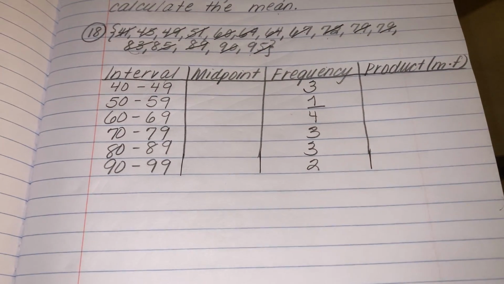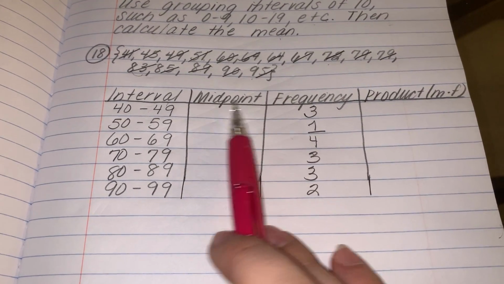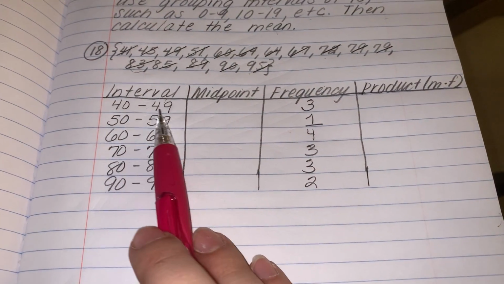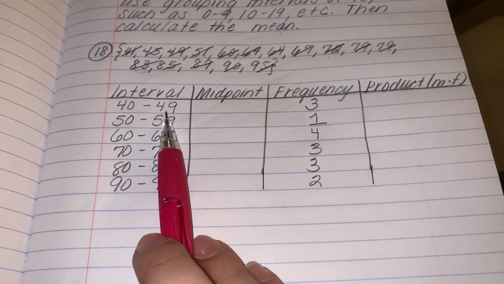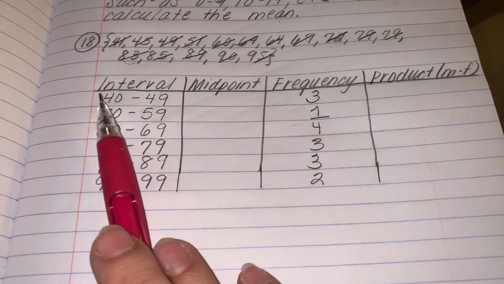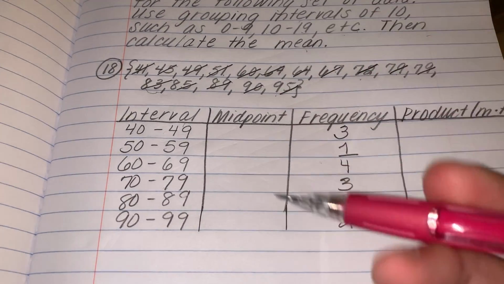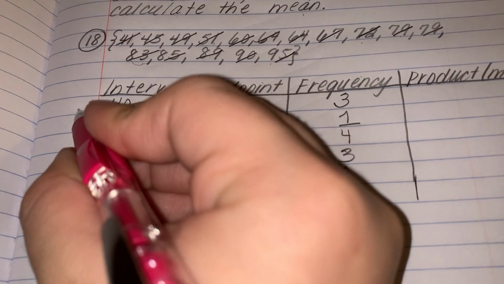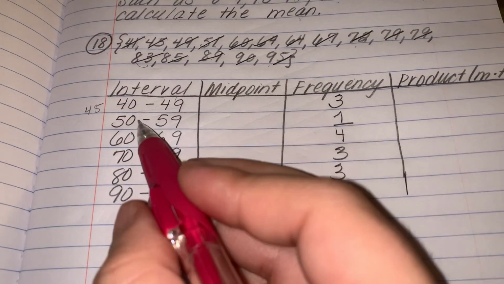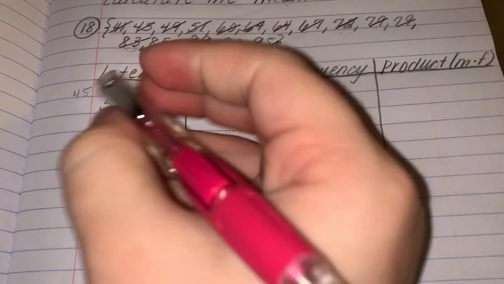So that's how I do the frequency. Now we have to talk about what's midpoint. Midpoint just means the number in between 40 through 49, which is actually really simple. Kind of think about it, what's the number in between 40 and 50? Well, in between 40 and 50 is 45. However, this is not in between 40 and 50, this is 40 through 49.